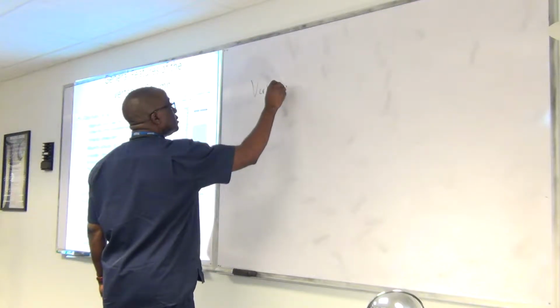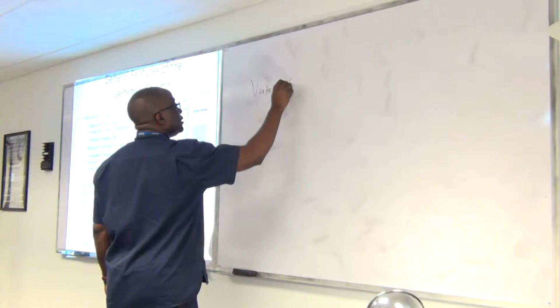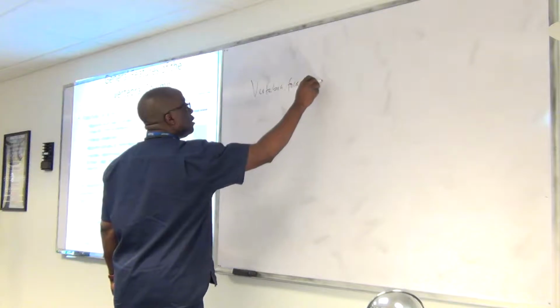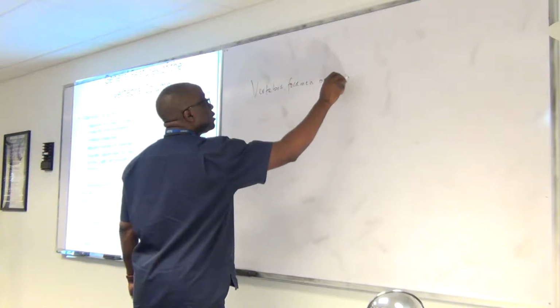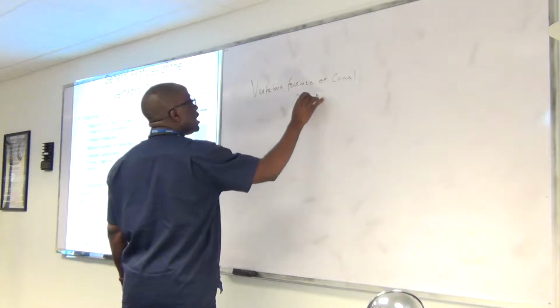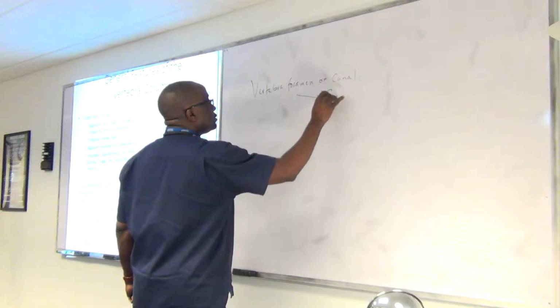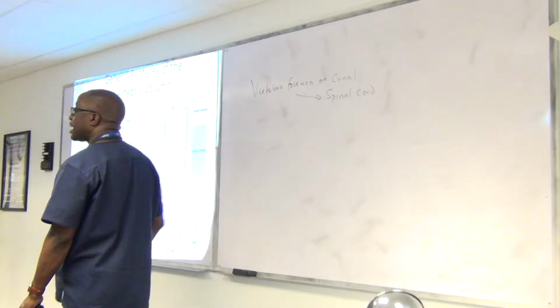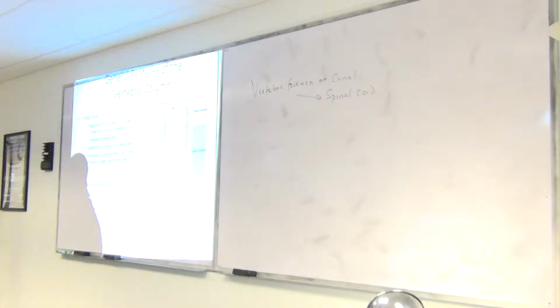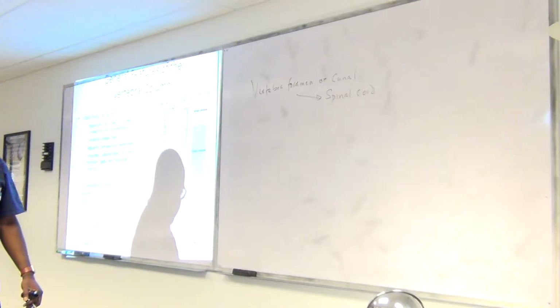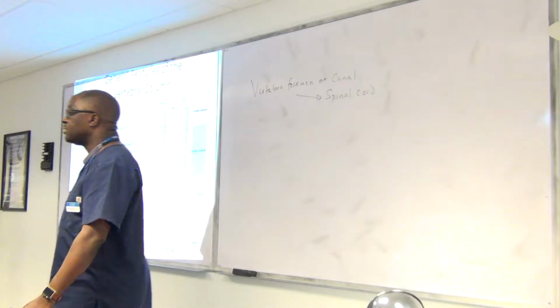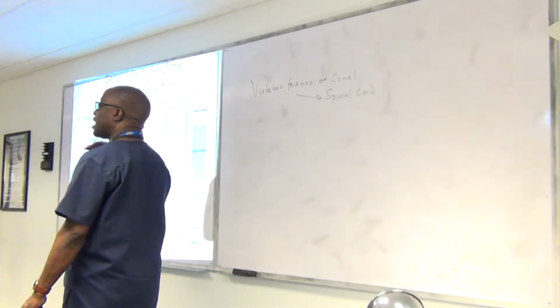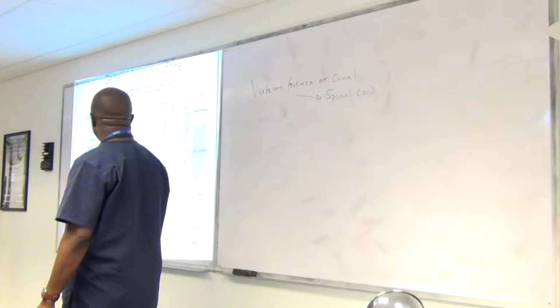Vertebral foramen or canal. This is where the spinal cord is. It houses the spinal cord. The vertebral foramen, or the canal, houses the spinal cord. Remember we said the spinal cord is a downward extension of the brain. Right after the brainstem, it becomes the spinal cord.